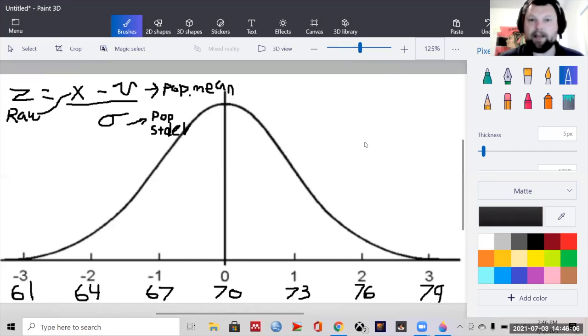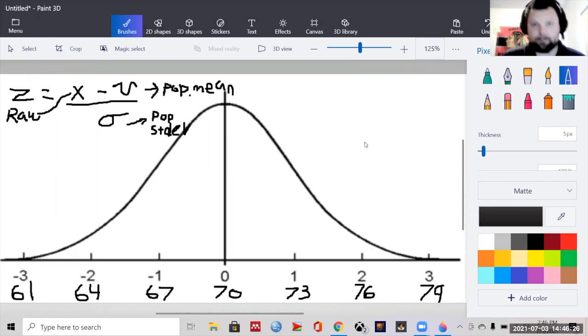Hello, I'm going to give a hopefully brief introduction to z-scores, the normal distribution, and how they work together. Now, all a z-score is, is a standardized score that tells us how many standard deviations away from the mean a certain raw score is. A raw score is any score that hasn't been manipulated.